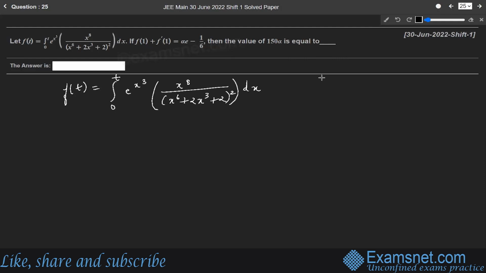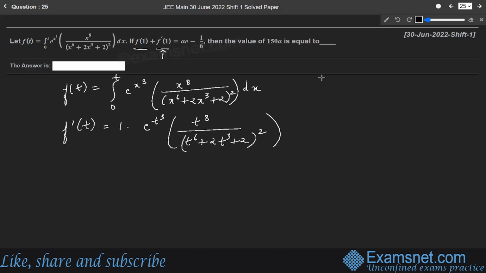So let us do one thing. Let us first find the value of f of 1 and f dash 1. F dash 1 is representing the differentiation. So let us first differentiate the given function f of t. So f dash t will be, differentiating on both the sides, differentiation of t will be 1, into e power t cube multiplied by t power 8 divided by (t power 6 plus 2 into t cube plus 2) whole square. This is the value of the differentiation of the function f of t.